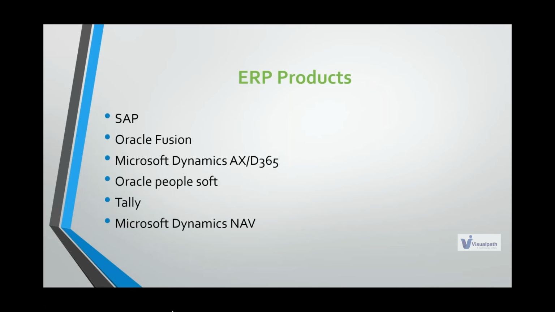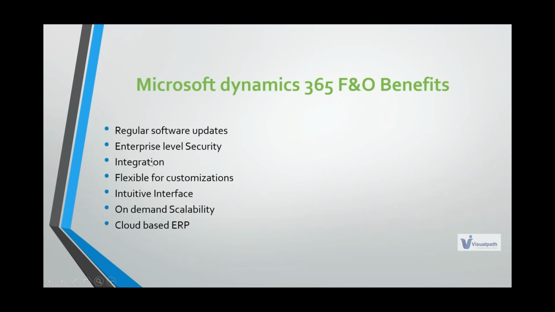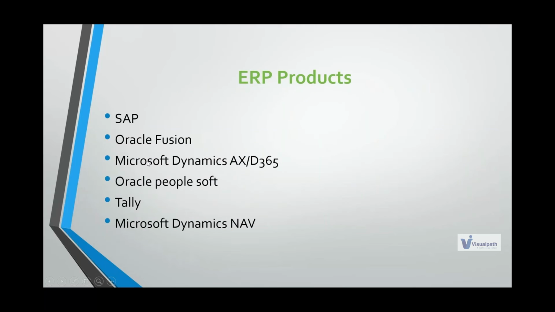So Tally, and we have Microsoft Dynamics Navision, Microsoft Dynamics Axapta, and D365. This is our product, right? These are the list of ERP products. Out of that, we have chosen Microsoft Dynamics Axapta, or you can call it Microsoft Dynamics 365. Why Axapta? I will tell you.